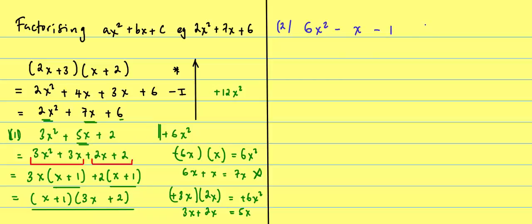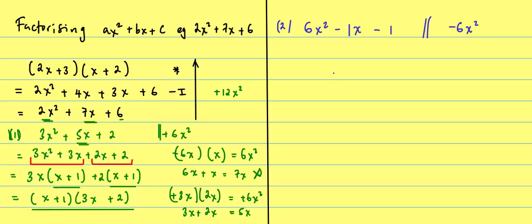As before, what I want to do is find the product of the first term, 6x squared, multiplied by the last term. In this case, it's equal to negative 1. So the product of the two is going to be equal to minus 6x squared. So now I have to find the factors of negative 6x squared, which when added together are going to give me minus x. The coefficient of x here is going to be equal to negative 1, so minus 1x.